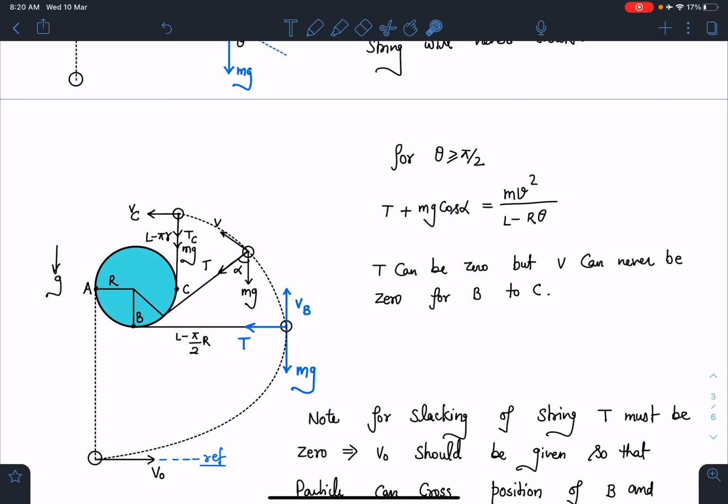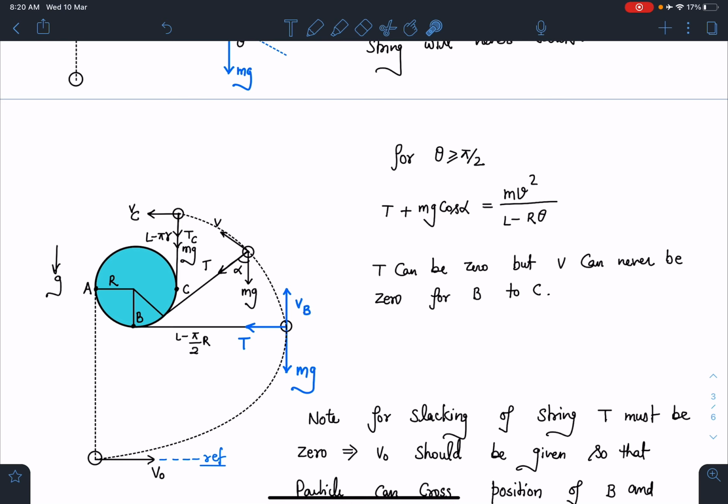So for theta greater than pi by 2, we are getting this equation: T plus mg cos alpha is equal to mv square by L minus r theta. Now you can see, once this particle crosses this point B, there will always be at least one component of mg which will provide the necessary centripetal force, and that is the reason velocity can never be zero, though tension can become zero. Once the particle crosses B, its velocity can never be zero. The same situation will be there for point C as well. This is B and this is C.